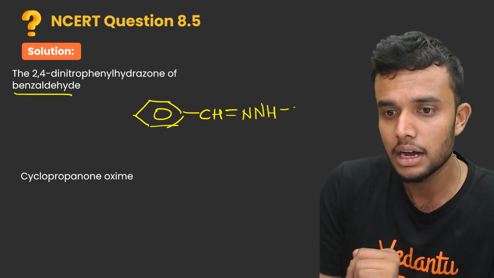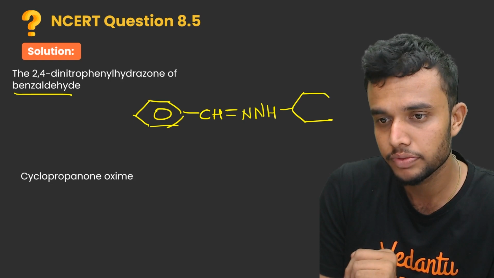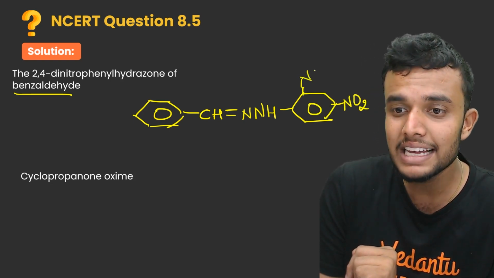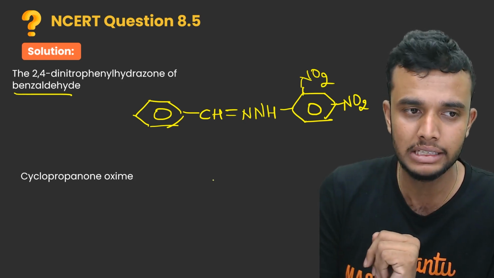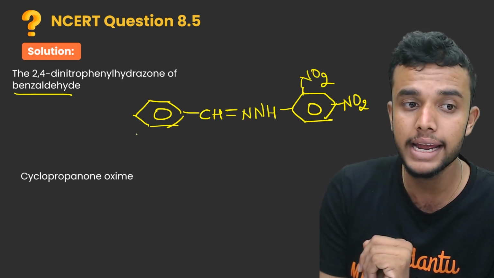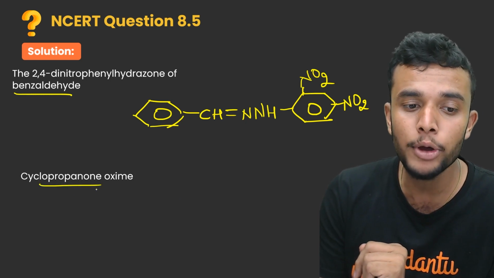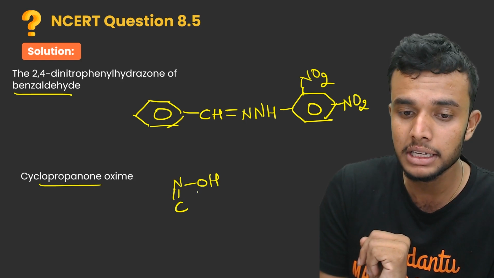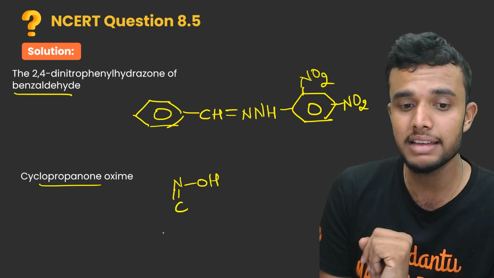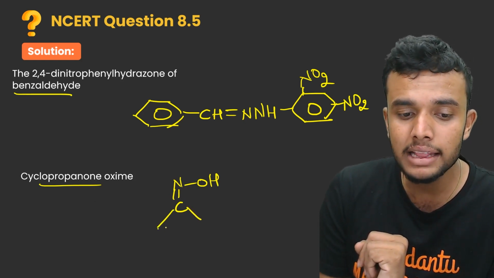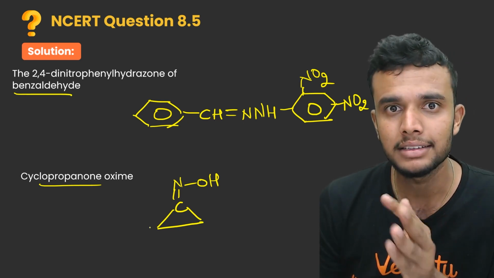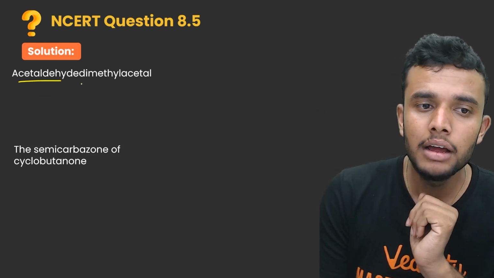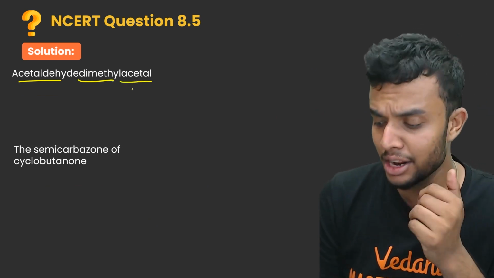NH and 2,4-DNP, with nitro groups at the second and fourth positions. This is a derivative of 2,4-DNP, the benzaldehyde derivative. Next, move on to cyclopropanone oxime. We already know about the oxime group: C double bond N-OH. This is an oxime group. Cyclopropane is nothing but a cyclic 3-membered ring. Simple, students. Okay, let's move on to the next one. The next one is acetaldehyde dimethyl acetal. We already know about acetal.